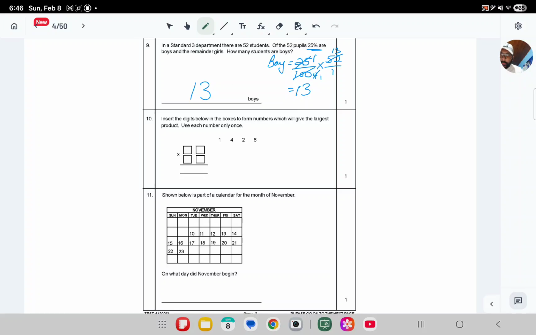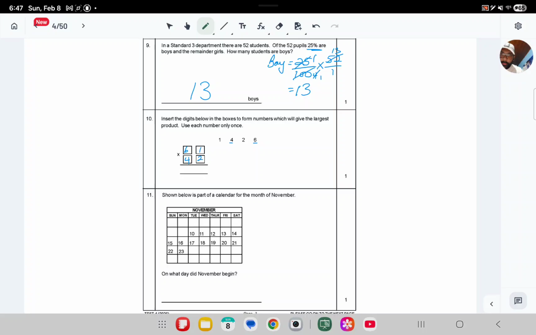They said insert the digits below in the boxes to form numbers which will give the largest product. Use each number only once. Well, therefore we want to put the larger numbers in the tens column. So I would put 6 here, the 4 here. Then we could put 1 here and 2 here.